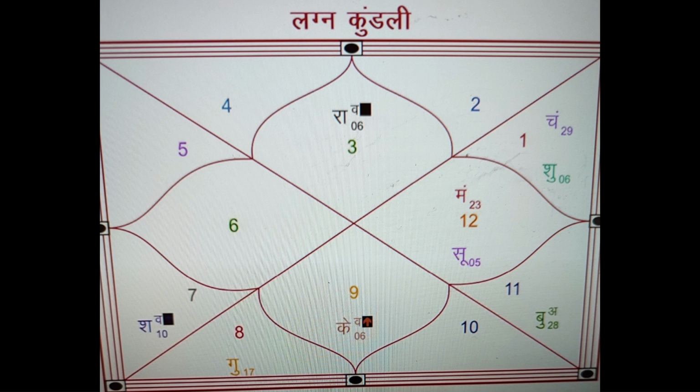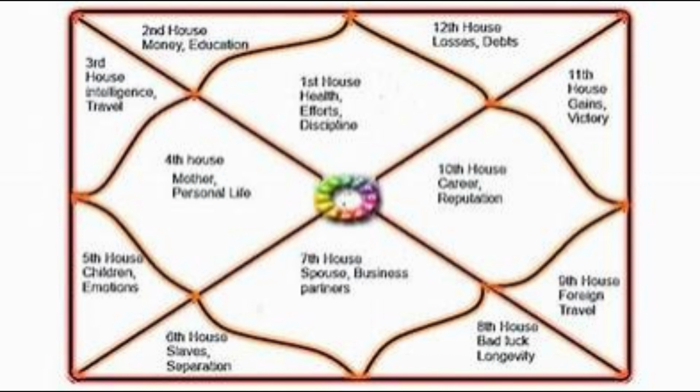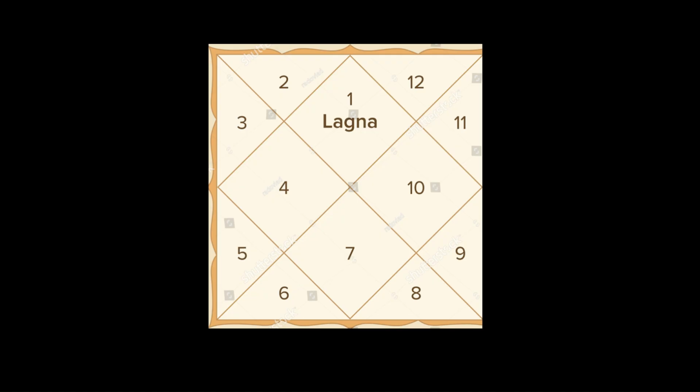Kundali in Vedic Astrology. This square is divided into 12 small boxes, and each of these boxes is called a house. Every house represents a different area of your life, such as career, family, health, marriage, and so on. The very first house is called the Lagna or ascendant. This is your rising sign at the exact time of your birth, and it sets the foundation for your personality, appearance, and the way you interact with the world.